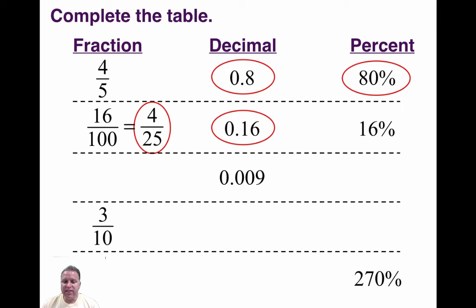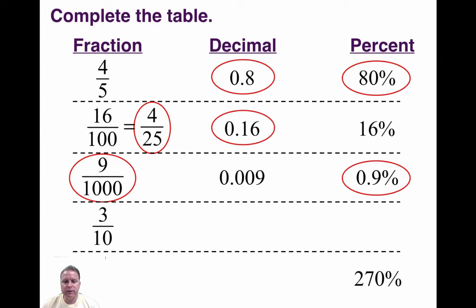Okay, 9 thousandths. So we could put 9 over 1,000. Is there anything that'll go into 9 that'll go into 1,000? Nope. And then for a percent, we're going to move 2 spots to the right, which gives us 0.9%.